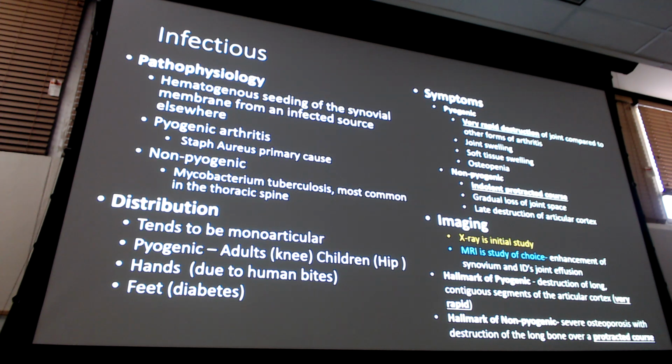So that's not good. Usually it's monoarticular, so one joint. There haven't been very many things so far with arthritises that we talked about being monoarticular typically. A lot of the other ones dealt with bilateral joints, so bilateral hands. Primary osteoarthritis is usually the bilateral joint, so that's a distinguishing factor here. And your location: adults, typically the knee; children, typically the hip for your pyogenic. We do see it often in the hands due to human bites.